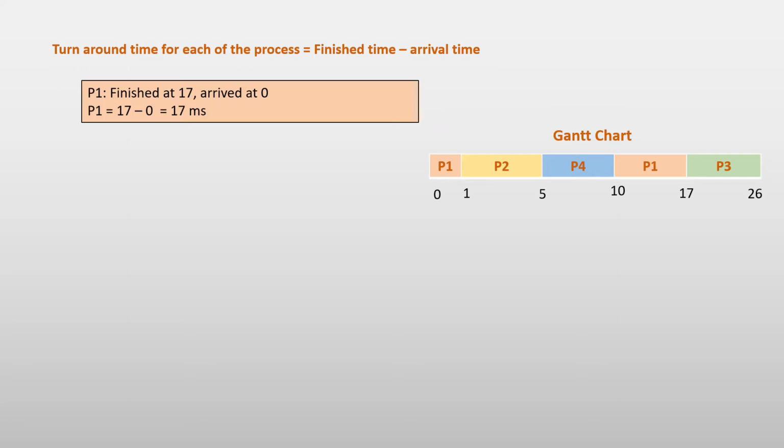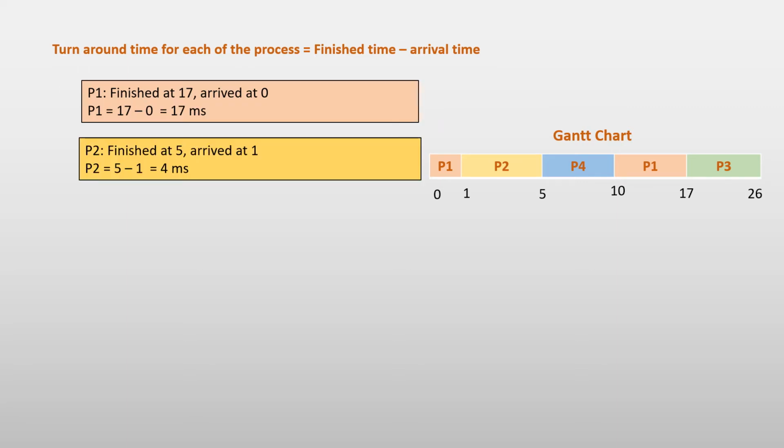Now let's calculate the turnaround time. So turnaround time is straightforward, finish time minus arrival time. So P1 finished its execution at 17 milliseconds. It arrived at time 0, so it spent 17 milliseconds in the system. P2, on the other hand, finished at 5 milliseconds and it had arrived at 1 millisecond, so its turnaround time is 4 milliseconds.